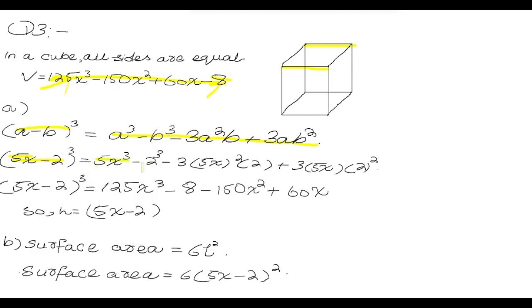5x cube minus 2 cube minus 3 bracket 5x whole square multiplied with 2, and then added with 3ab square, which is 3 bracket 5x into 2 whole square. After you simplify that, you will have 125x cube minus 8 minus 150x square plus 60x, as you had in the beginning. So what does that mean? That means that the height will be 5x minus 2. Okay, so this will be the answer for part A.